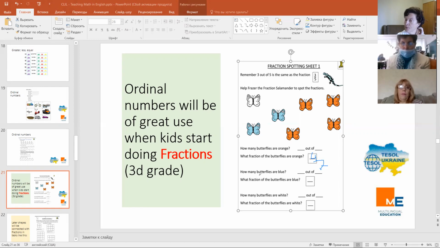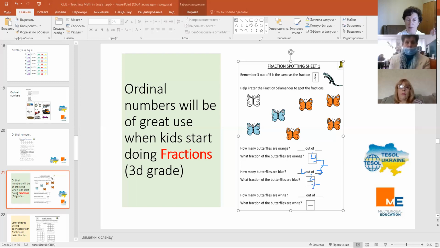And the same will be with the next question. How many butterflies are blue? 2 out of 7. Yeah? And we'll see that again, they will practice the fraction 2 sevenths. So here it is seen where the ordinal numbers are used. And how we can use them for developing kids' thinking, because this is fun.